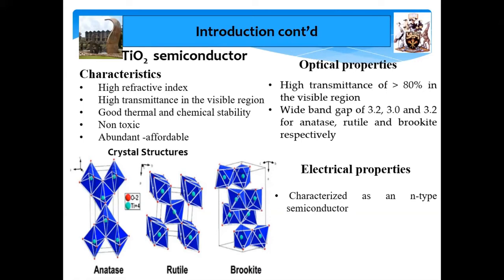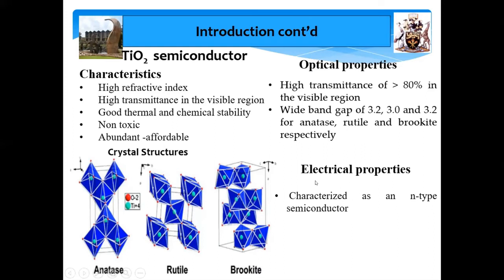The semiconductor exists in 3 crystalline phases. We have anatase, rutile, and brookite. The first 2 have a tetragonal structure, and brookite has an orthorhombic structure. And all these phases can be readily prepared in our laboratory.